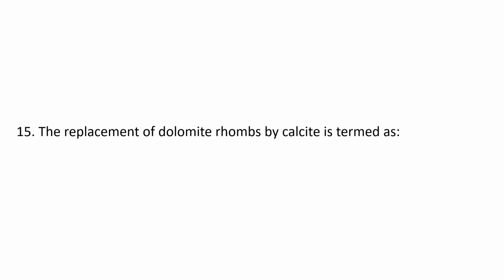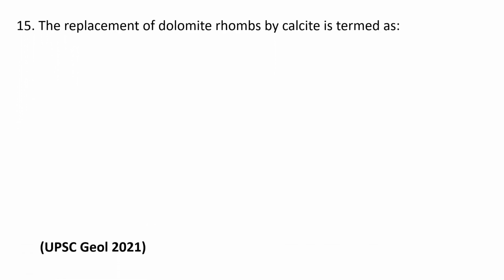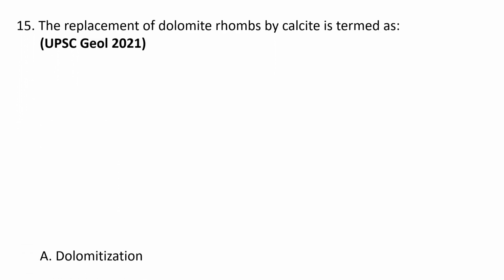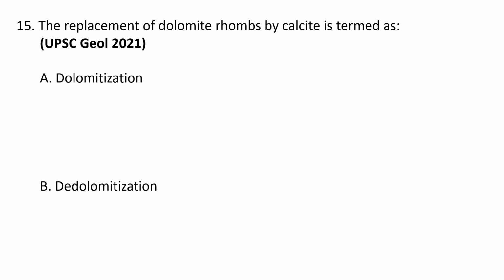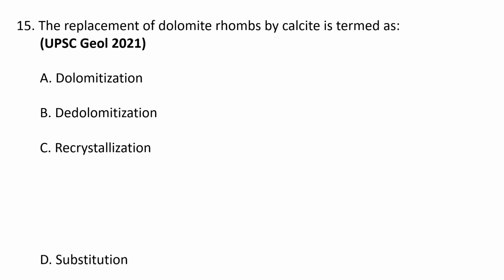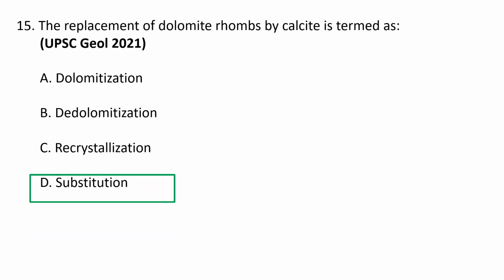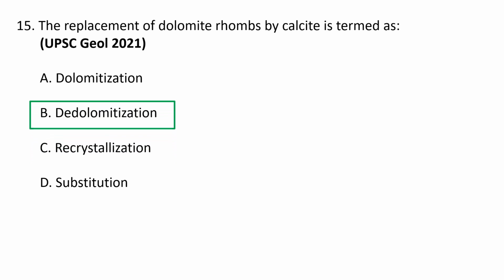15th question. The replacement of dolomite rocks by calcite is termed as A. Dolomitization, B. De-dolomitization, C. Recrystallization, D. Substitution. The correct answer is B. De-dolomitization.